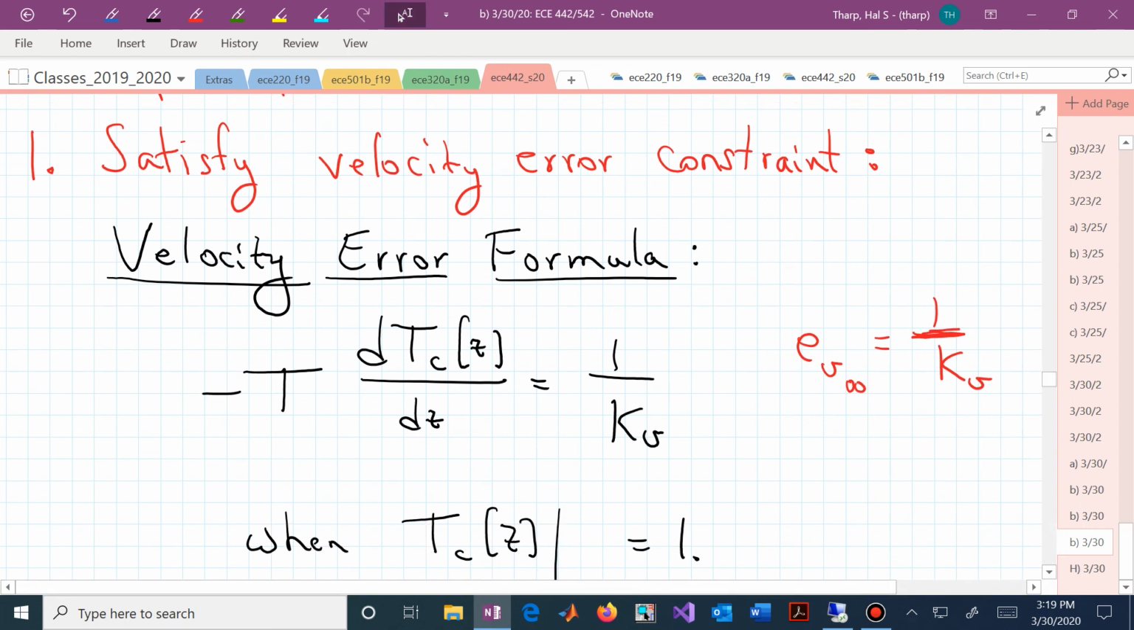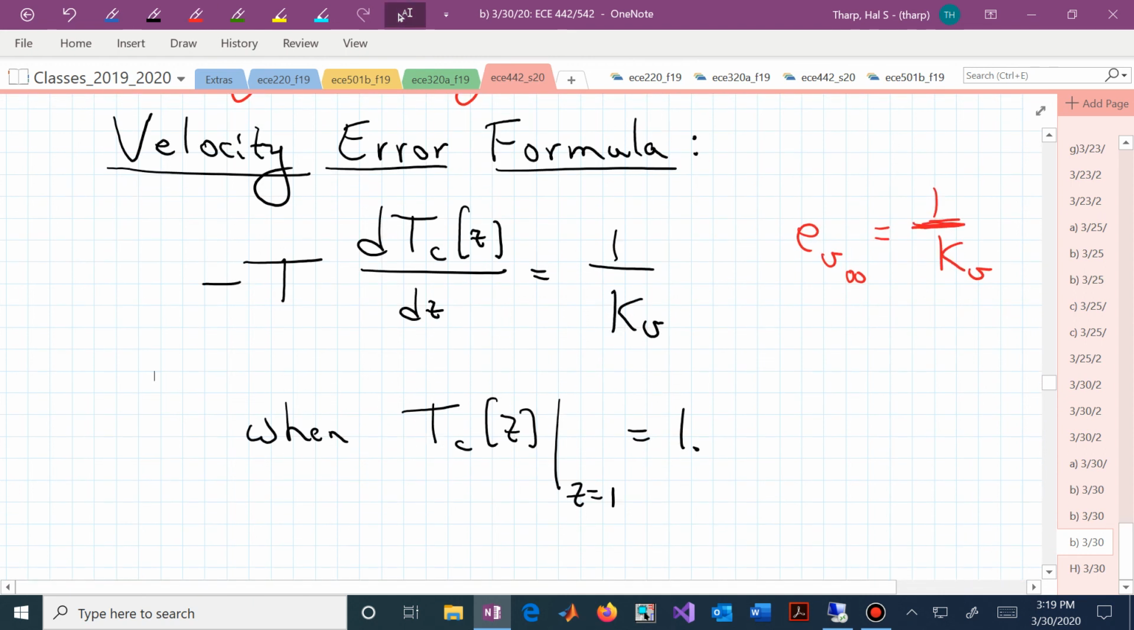You use that. T is known, so now you use the freedom or the flexible parameters in T sub C of z. You'll maybe have to introduce some more parameters in your desired closed-loop transfer function to allow you to achieve not only this relationship, but you also need to ensure that the original relationship on your constant input is still valid, which is T sub C of z when z equals 1 is equal to 1, or you have a DC gain of 1.